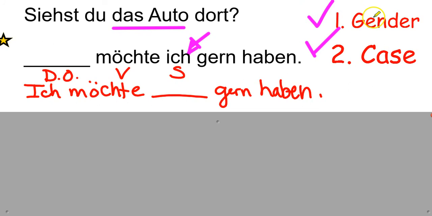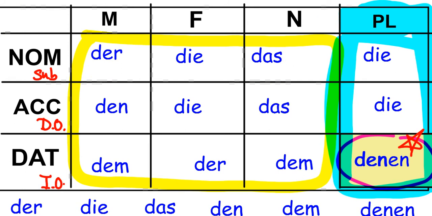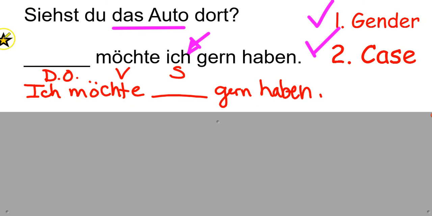So once I know the gender and I know the case, so because I is the subject, that means we're looking for the direct object or accusative. I can look at my chart and I can go, okay, I want neuter, accusative, so I'm going to use das. And that will be our answer. Siehst du das Auto dort? Das möchte ich gern haben.